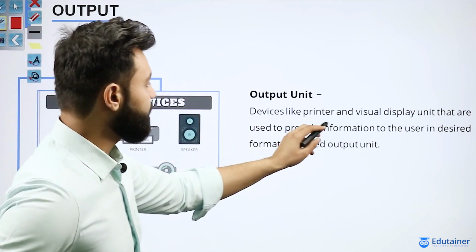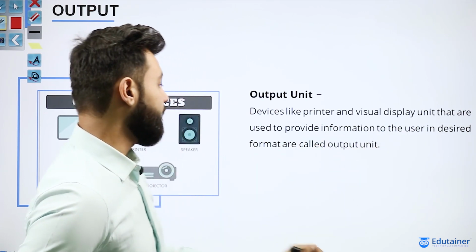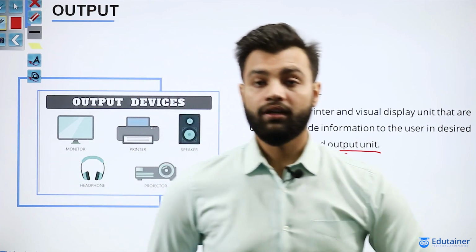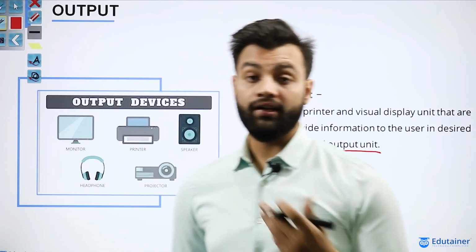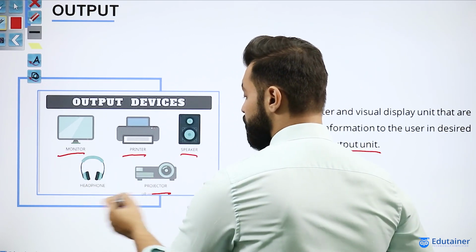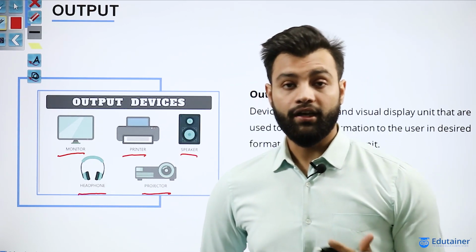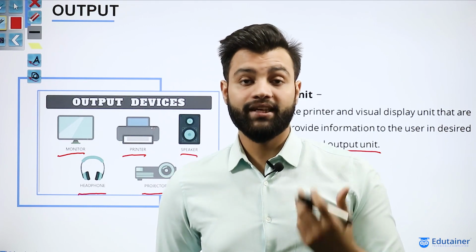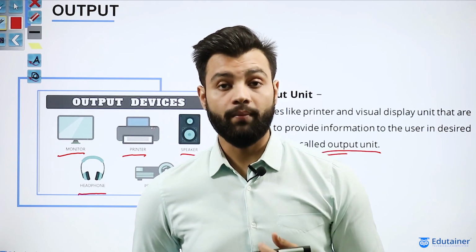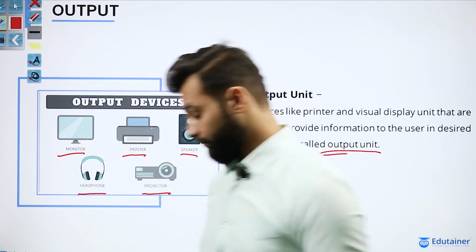Devices like the printer and the visual display unit that are used to provide information to the user in the desired format are called output units. As I told you, the output devices are the monitor, the printer, the speaker, the projector, and headphones. These are some examples of output devices. Whenever I need to print, I give the command Control P, and I get it in hard format. So these are some of the output devices.